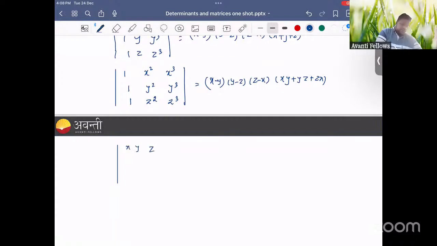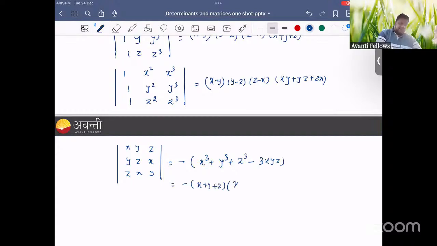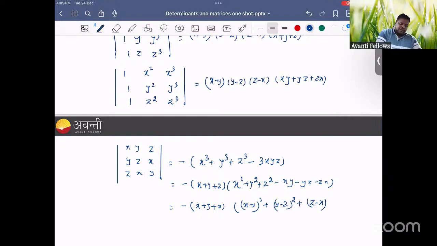xyz, yzx, and zxy. It is minus of (x cube plus y cube plus z cube minus 3xyz). Now, if you remember, its factors are minus of (x plus y plus z) into (x square plus y square plus z square minus xy minus yz minus zx). Am I clear? And that can also be written as (x plus y plus z) into ((x minus y) whole square plus (y minus z) whole square plus (z minus x) whole square) whole divided by 2. Fair enough?